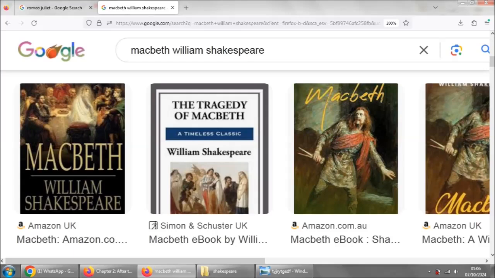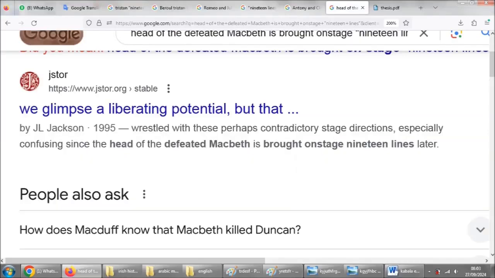Do you know this book by Shakespeare? Macbeth, yes, I do. It's a famous work by Shakespeare. They're telling us it's centuries old, and it's a tragedy. So now, let's go to Macbeth, and let's examine Macbeth. And what do we find? You could read this. We glimpse a liberating potential, wrestled with these perhaps contradictory stage directions, especially confusing since the head of the defeated Macbeth is brought on stage 19 lines later.